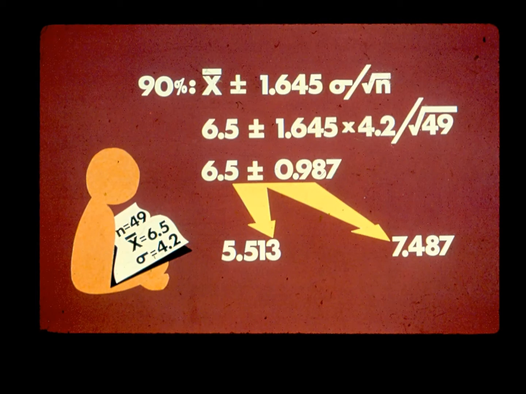With the multiplier now determined to be 1.645, substituted in the general formula, we can further substitute the other values to solve the problem. X bar equals 6.5, sigma equals 4.2, and n equals 49. Thus we have 6.5 plus or minus 0.987, which gives 90% confidence limits of 5.513 and 7.487. For interpretation purposes, we will round off these limits to 5.5 and 7.5.